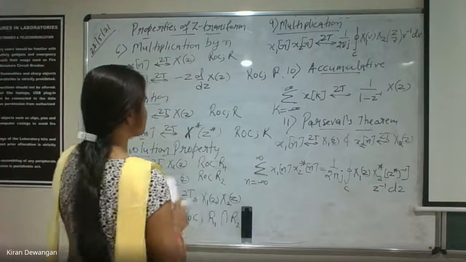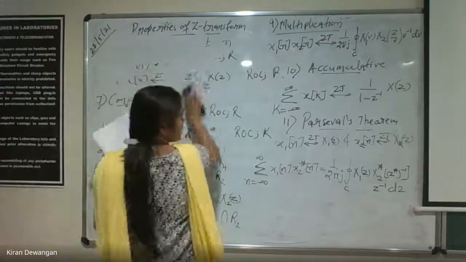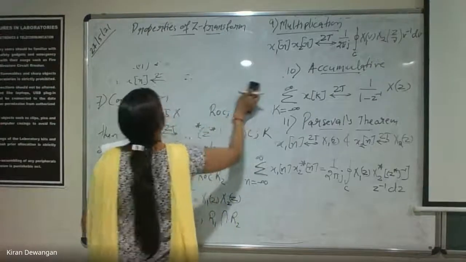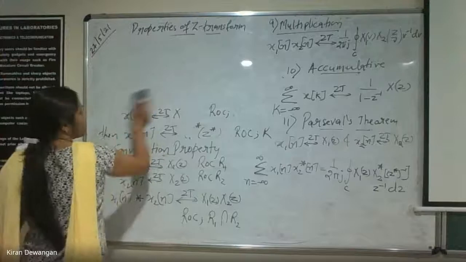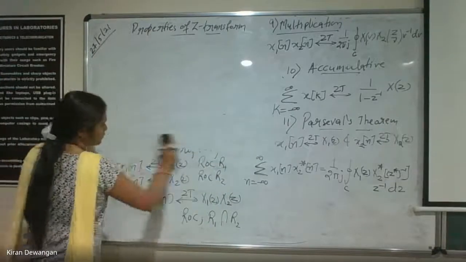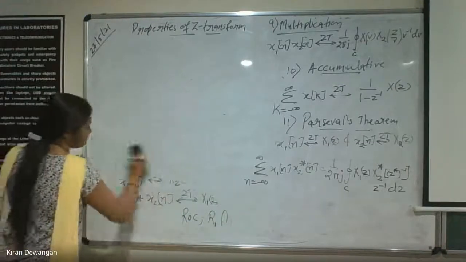Now the next is the initial value theorem. This is the 11th one, and the 12th is the initial value theorem. Then we have the final value theorem, so we will be done with the properties of the Z transform. Let's see what the initial value theorem and the final value theorem state.